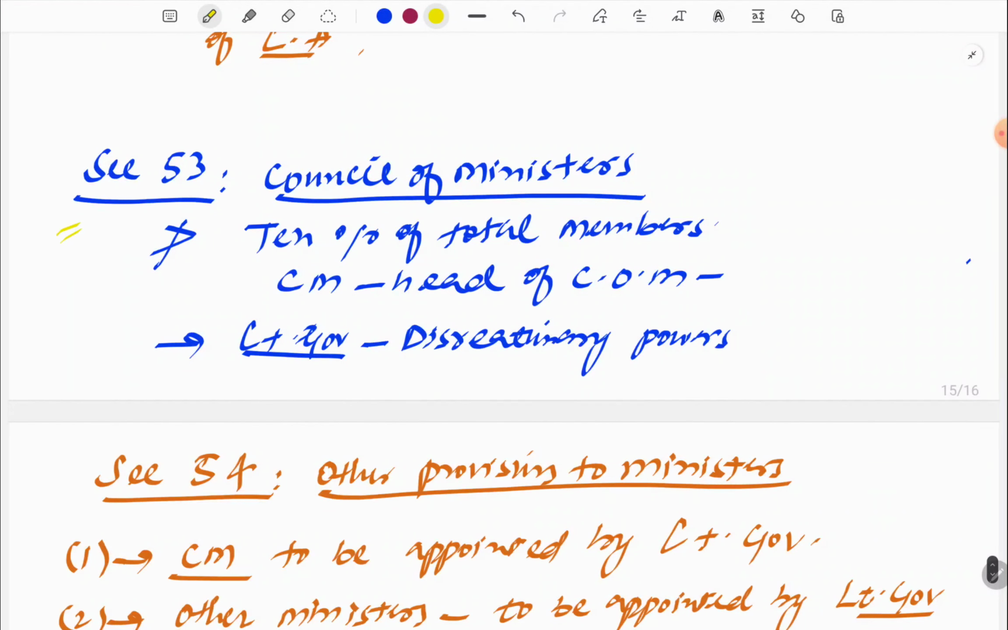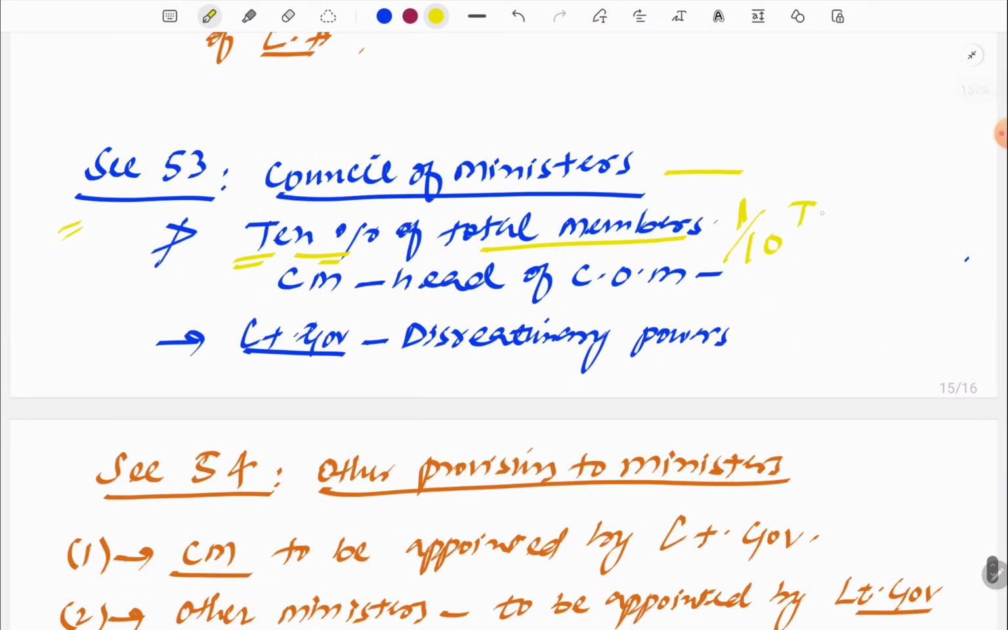Section 53 tells us about the council of ministers. The number of the council of ministers should not be less than 1/10 of total members, or 10% of the total members. And the council of ministers will have some powers. There are some powers that an LG can operate in discretion, and those powers of discretion are also present with the lieutenant governor.